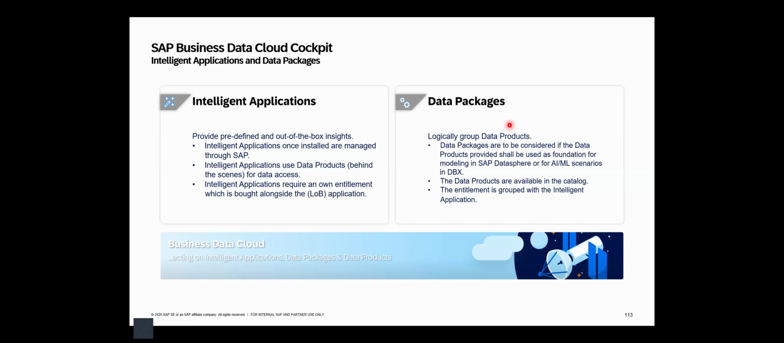Now comes the data packages. So it is basically a logical grouping of all the relevant data products that are applicable for a particular business process. And what's the use case scenario for data packages? Let's talk about it. Suppose the data products are to be consumed independently for the analytics use cases in Datasphere, or the data products are to be shared with Databricks to realize AI/ML scenarios, then in such cases, it is a good idea to activate data packages.